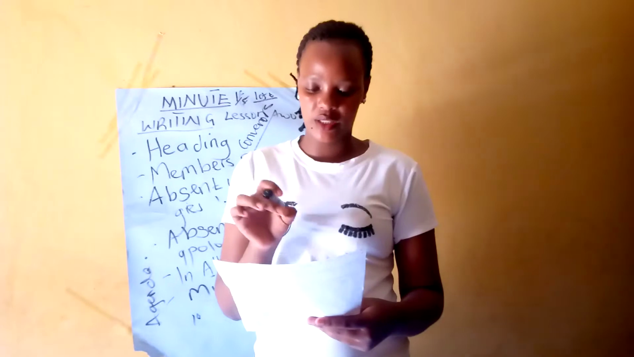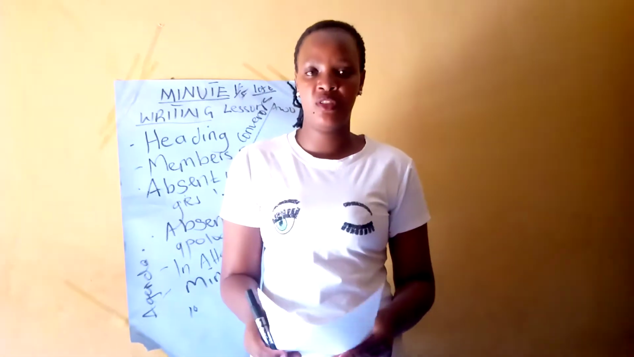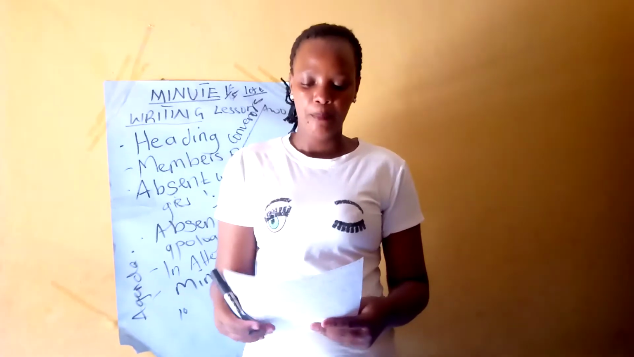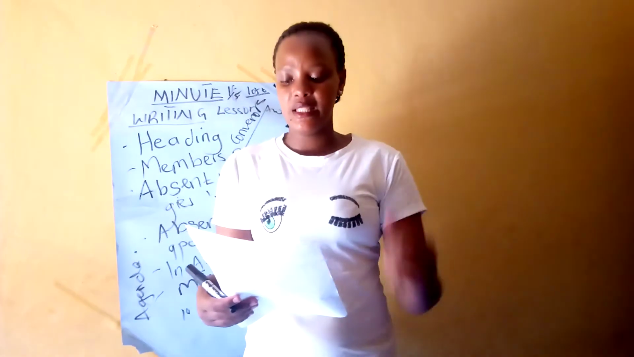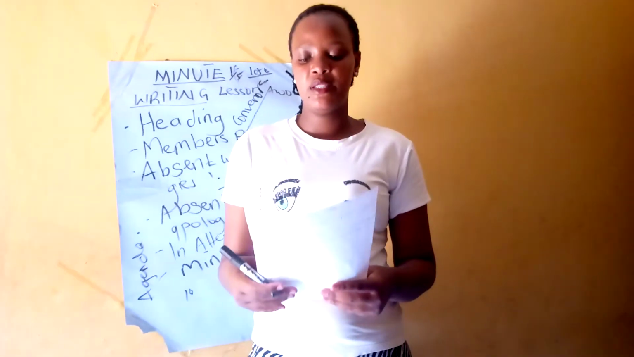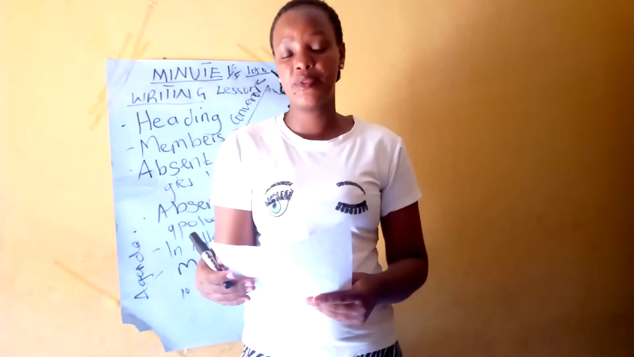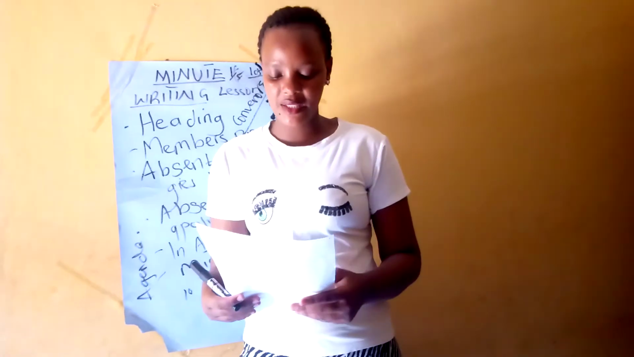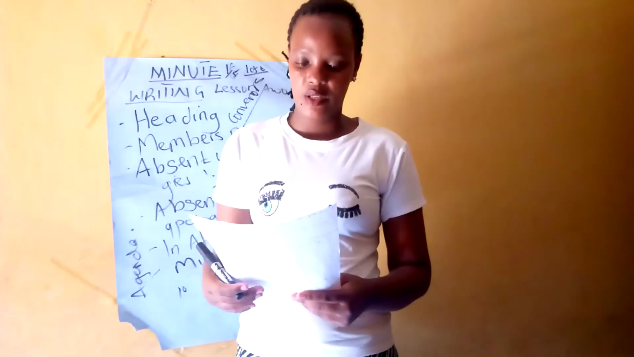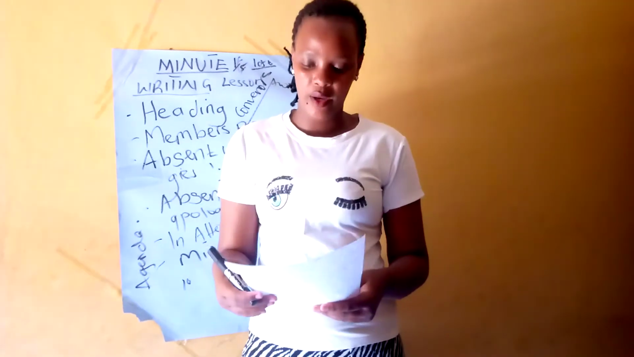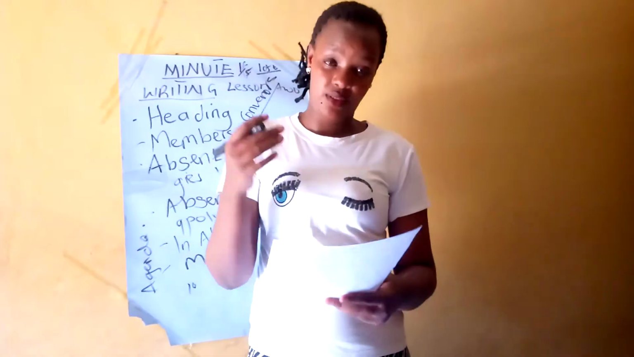And have not sent apologies. Then absent with apologies: list the names of the members who are absent but asked for permission to be excused, and that's why they have sent apologies.